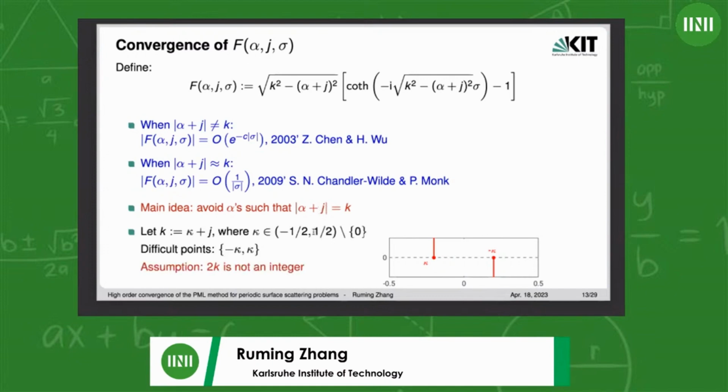So let's begin with this idea. First, we want to find all these alpha such that this holds. However, to make sure this works, we have to assume that 2k is not an integer. In this case, k can be written as a fractional part kappa, which is between minus 1/2 and 1/2 but not 0, plus an integer g. Then in the interval from minus 1/2 to 1/2, we have these two difficult points, minus kappa and kappa.